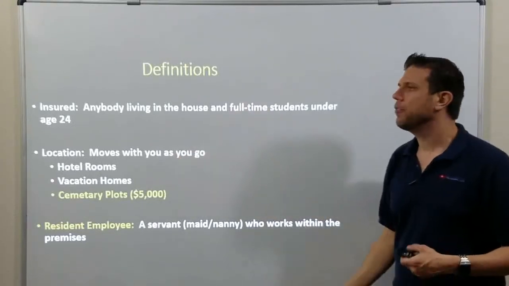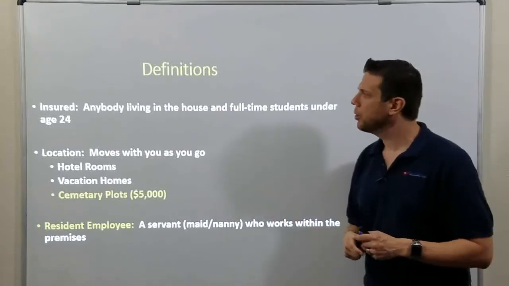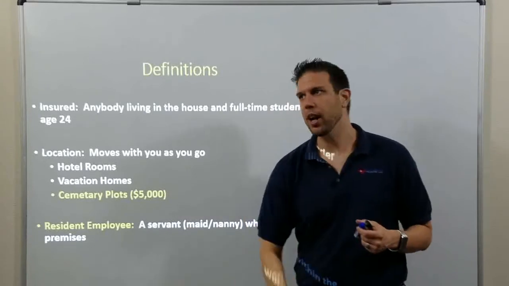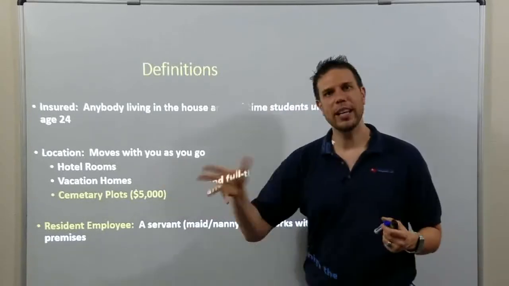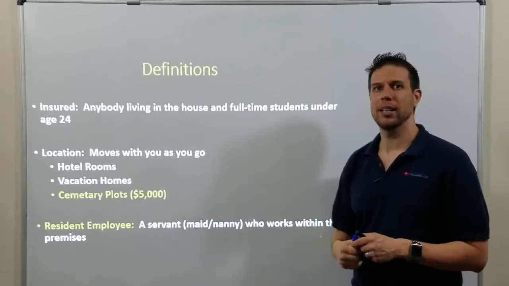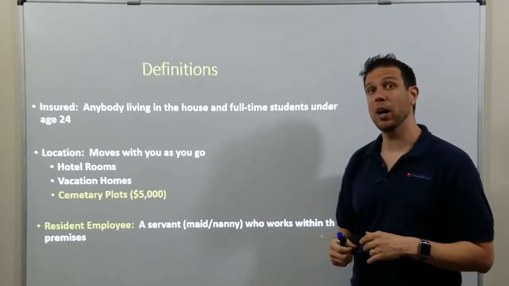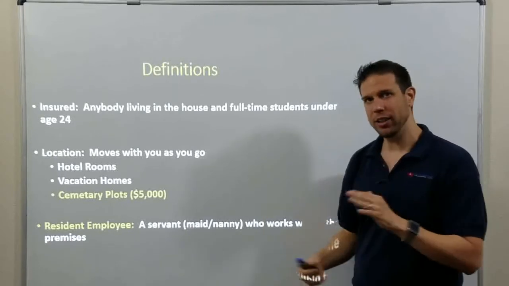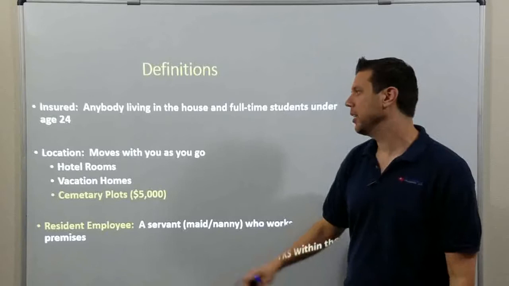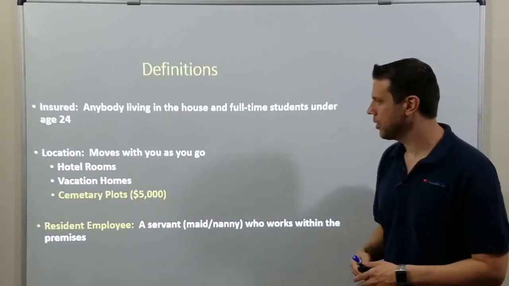Your location for homeowners insurance also follows you. If you have your stuff in a hotel room and somebody steals it, you're covered. If you have a secondary vacation home, you can add that onto your policy. Cemetery plots are covered up to $5,000 as well. A lot of people plan this stuff out and they'll buy like a gravestone. If somebody goes over and breaks your gravestone, you'll get $5,000 for it under homeowners insurance.